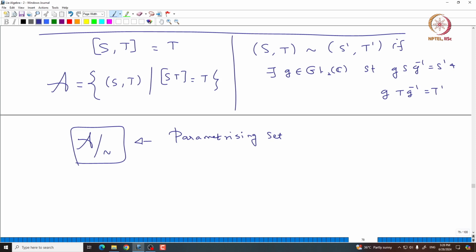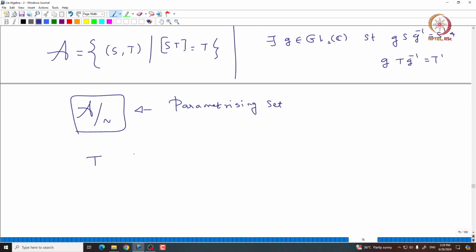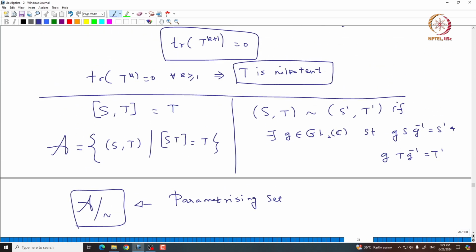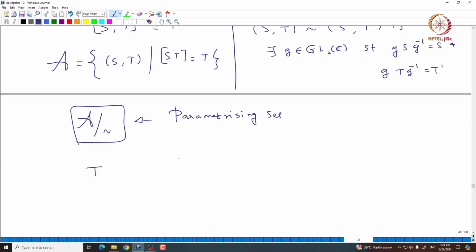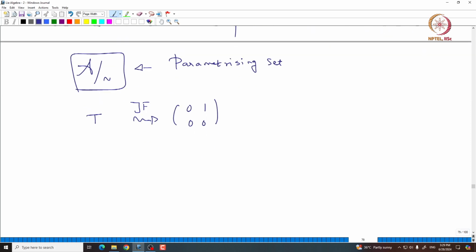For example, what one can do? Because GL2C acts on these tuples, one can without loss of generality assume that T is in Jordan canonical form. So, now if you take a nilpotent matrix, then the Jordan form corresponding to T must be just this 2 by 2 matrix 0 1 0 0. So, this is the Jordan form that corresponds to T. So, in particular, the tuple S, T is related to S dash, which is G s G inverse, comma 0 1 0 0. Okay. So, let us determine very explicitly what happens to this.